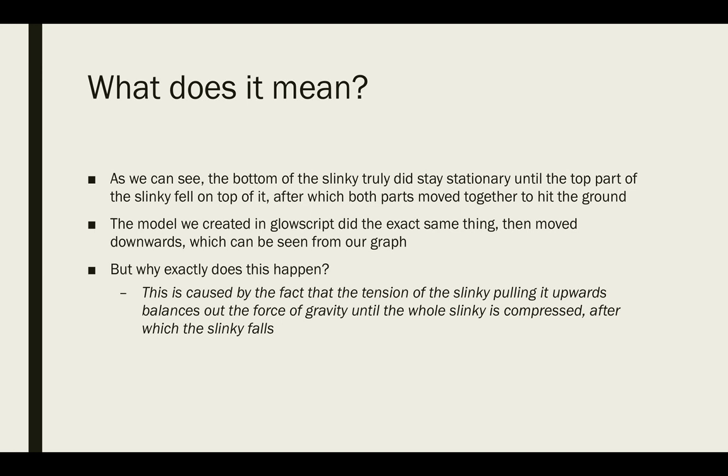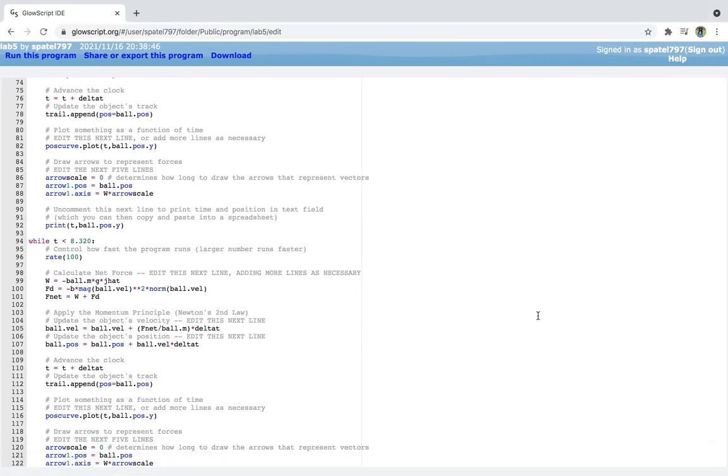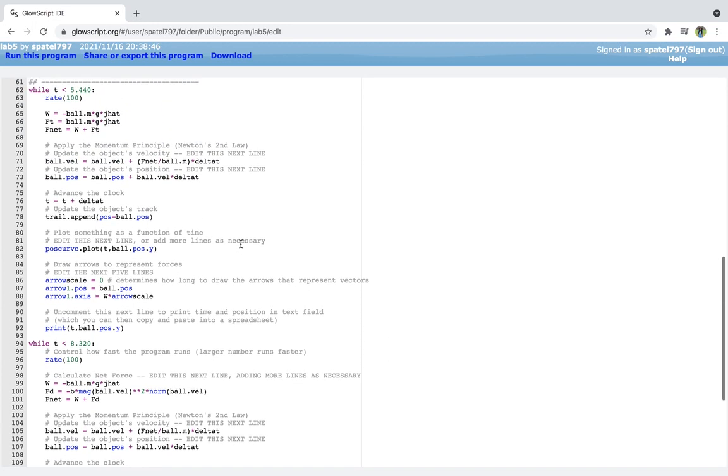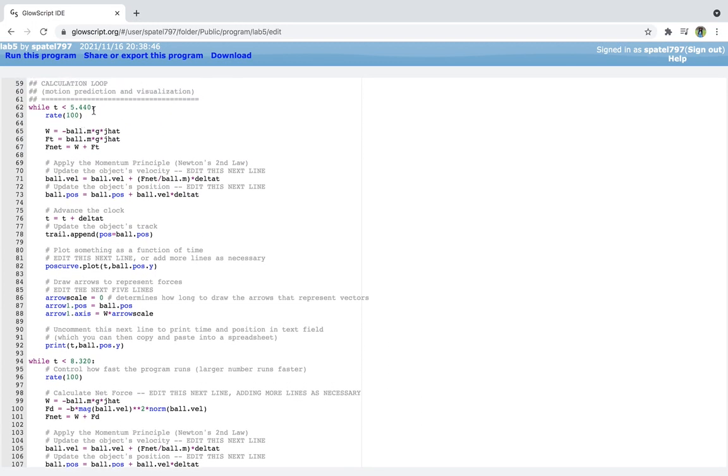This is caused by the fact that the tension of the slinky pulling it upwards balances out the force of gravity until the whole slinky is compressed, after which the slinky falls. And we can take a look at the code again, and we can see how this is accounted for. So while the time was less than 5.44 seconds, that's when the top half of the slinky met the bottom half, and we accounted for the force of tension and the weight of the slinky.